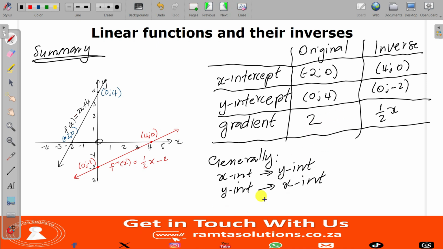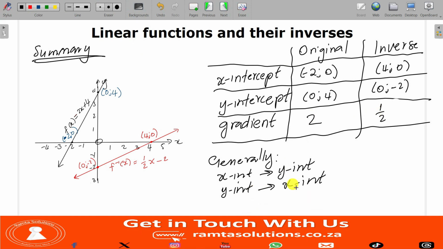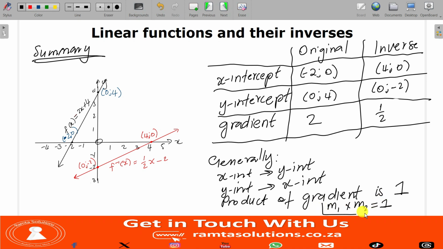Now, look at the gradients. You don't have to put this x, it's just half. For the gradients, one is 2, the other is half. So what is this? The gradient of one is the inverse of the other. So the product of gradients is 1, meaning gradient 1 times gradient 2 will be equal to +1. I remember with perpendicular lines, you said they are equal to -1. Do not confuse that. Here I'm saying that the gradient of one is the positive inverse of the other.